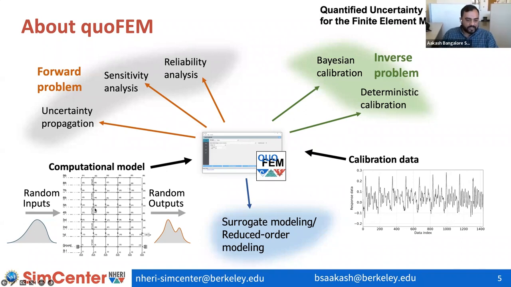Once they have such a computational model, the tool will then enable the user to plug in their models into UQ algorithms implemented in the backend. There are algorithms that enable the user to solve both forward problems as well as inverse problems. Forward problems such as uncertainty propagation or conducting sensitivity analysis or reliability analysis. Now, in addition to the computational model, in order to solve inverse problems, the user would also need to provide data that would be used to calibrate the models.